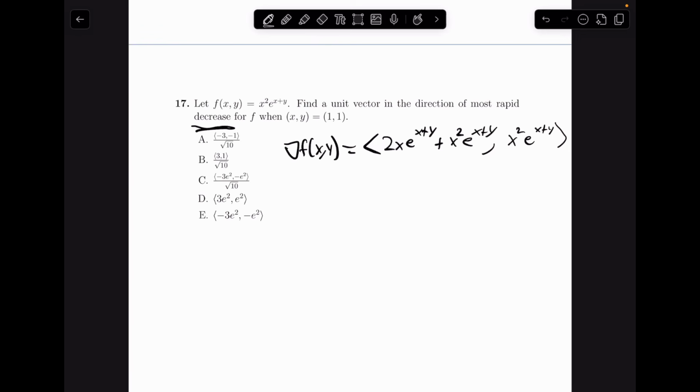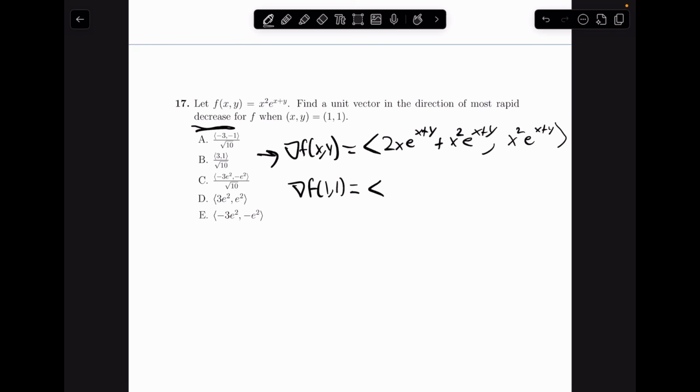Finally, we're done. It's saying unit vectors, so we need to divide by the magnitude of this. But I think it's easiest if we first plug in our point. And let's not forget that this is going to be the most rapid increase, so for our final answer we just need to multiply everything by -1, or negate that vector.